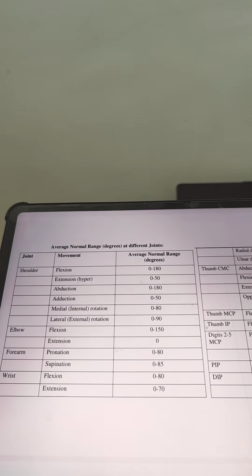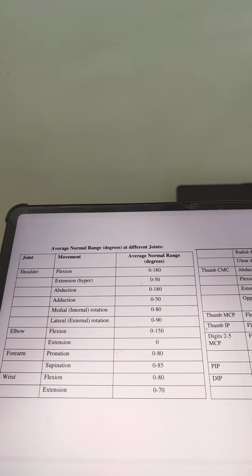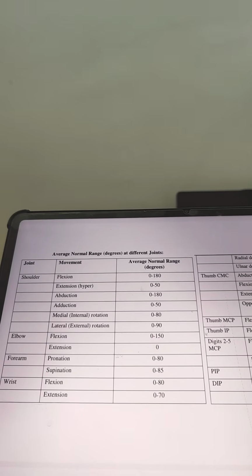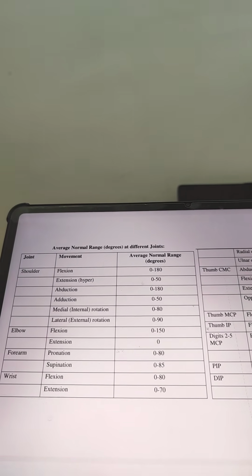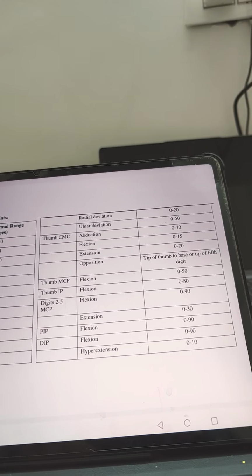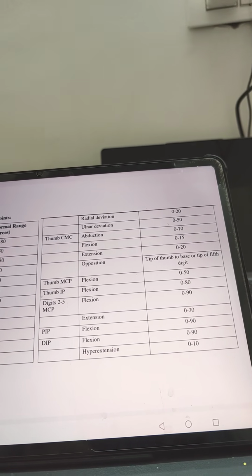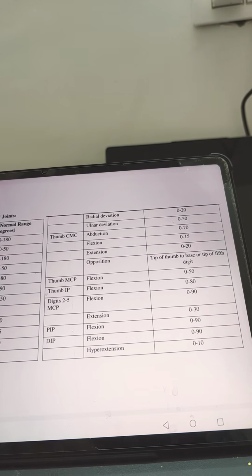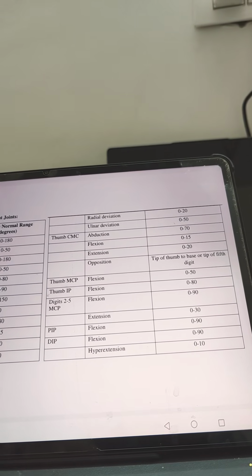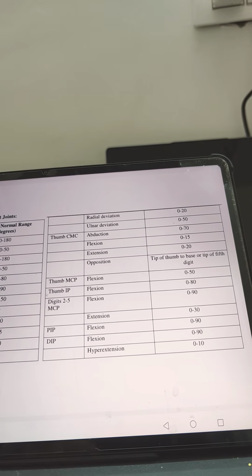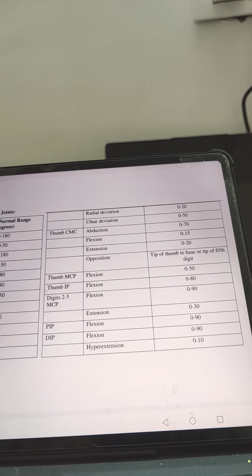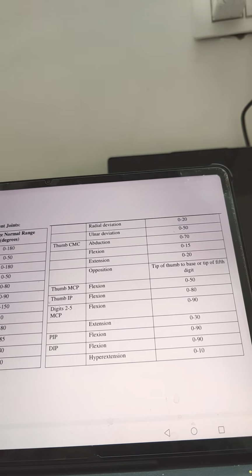Thumb CMC abduction is 70, flexion 15, extension 20, abduction 70. Opposition: tip of thumb to base or tip of fifth finger. Thumb MCP flexion is 0 to 50, thumb IP flexion 0 to 80. Digits 2 to 5: MCP flexion 0 to 90, extension 0 to 30, PIP flexion 0 to 90, DIP flexion 0 to 90, hyperextension 0 to 10.